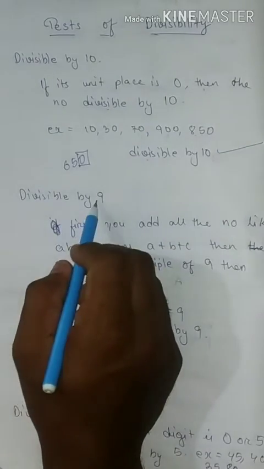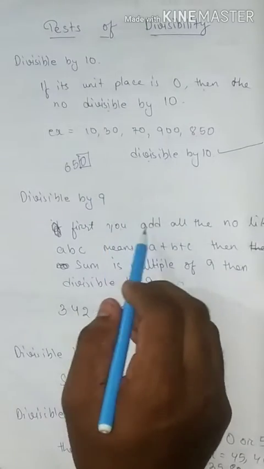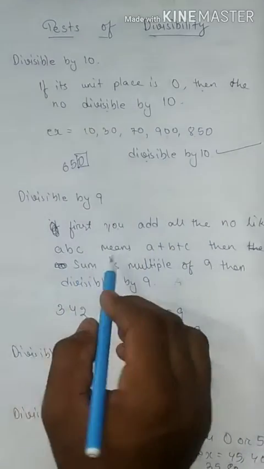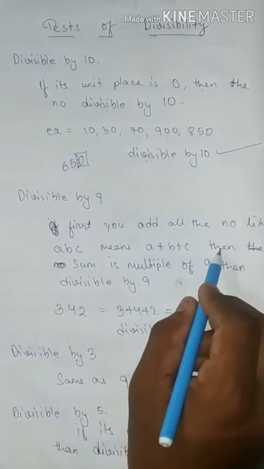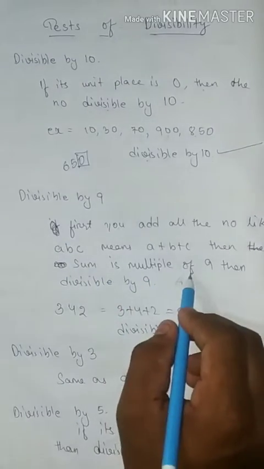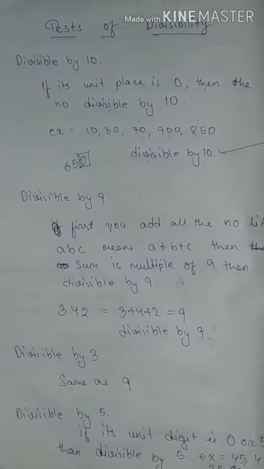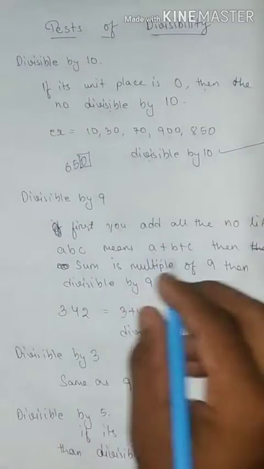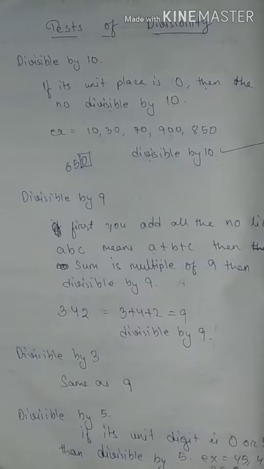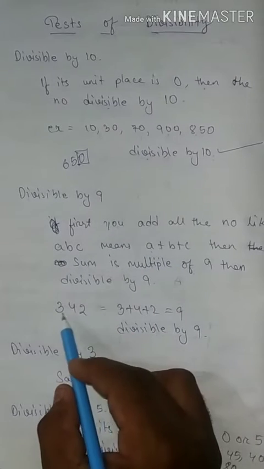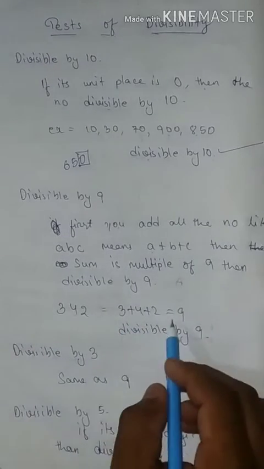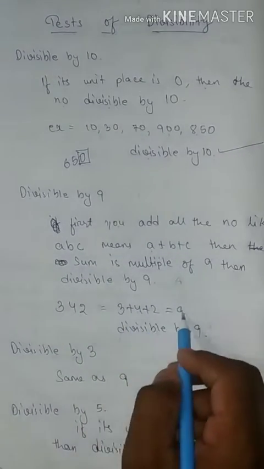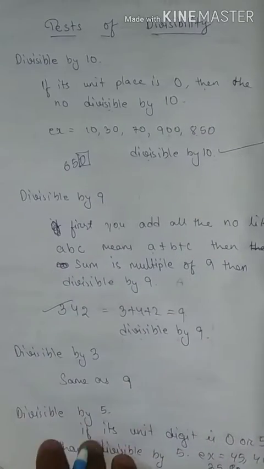Now divisible by 9. First you add all the digits, like ABC means A plus B plus C. Then if the sum is a multiple of 9, it is divisible by 9. If the sum is two digits, you should check that it is a multiple of 9. If it is one digit, it should be only 9; any other digit means not divisible. See here, 3 4 2: 3 plus 4 plus 2 is 9, so it is divisible by 9.